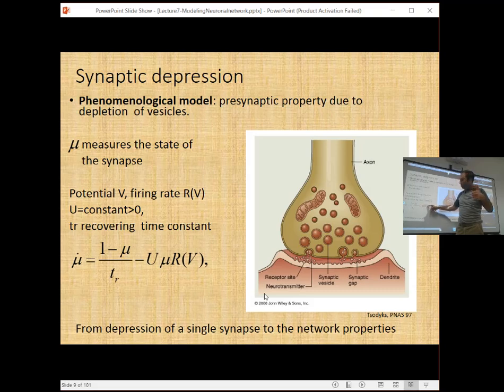R is 1. R of V is the conversion of voltage into spikes. But suppose you have R of V equals 1. You are going to deplete by mu multiplied by u. So this is an exponential decay. And if there is nothing, it recovers to 1 with a rate tau r. This is what we discussed last time.